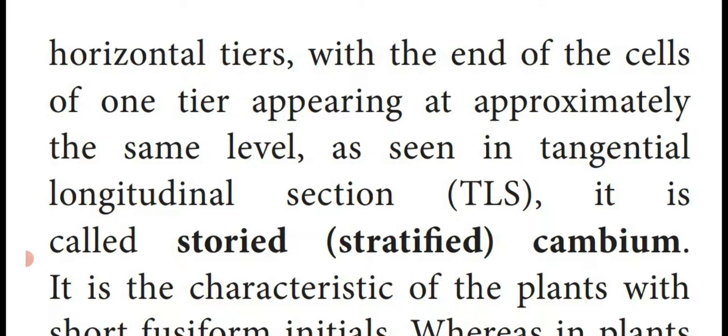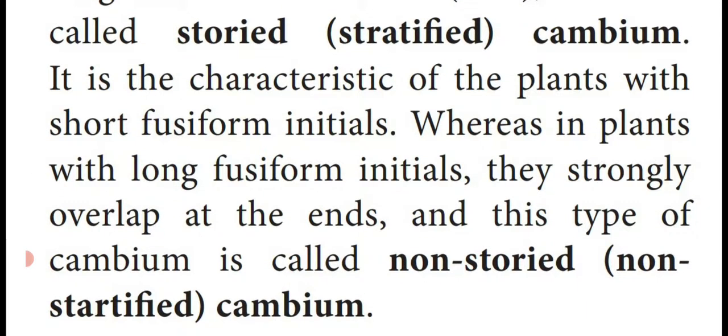So that means they are horizontal tiers with the ends of the cells of one tier appearing at approximately the same level. That means all the cells are arranged in the horizontal position. At the same time, the fusiform initials are arranged at one level or the same level. That type of cambium is called storied cambium. It is the characteristic of plants with short fusiform initials.